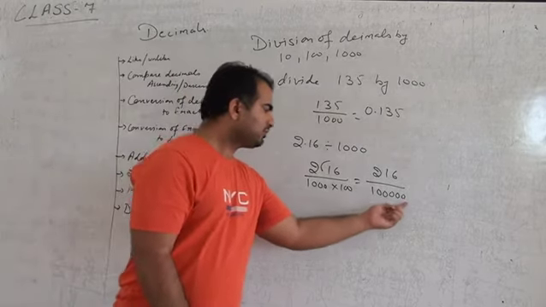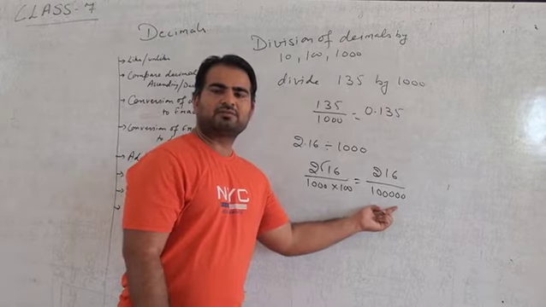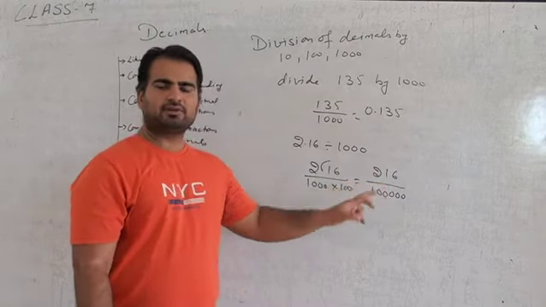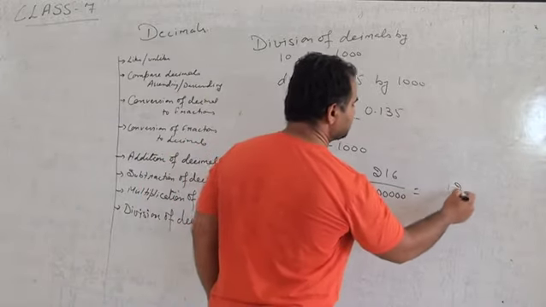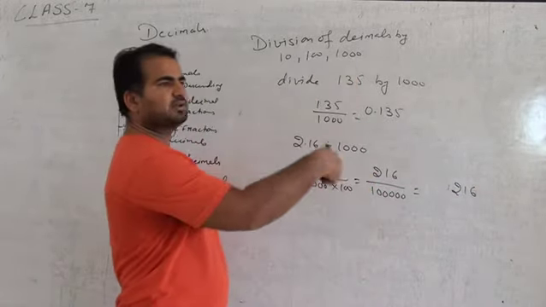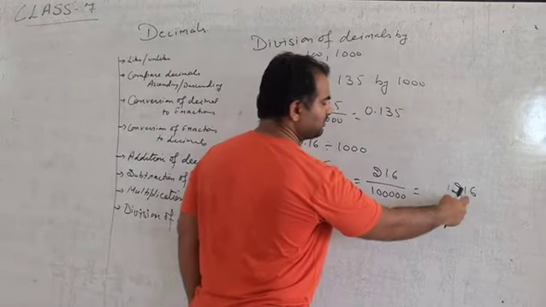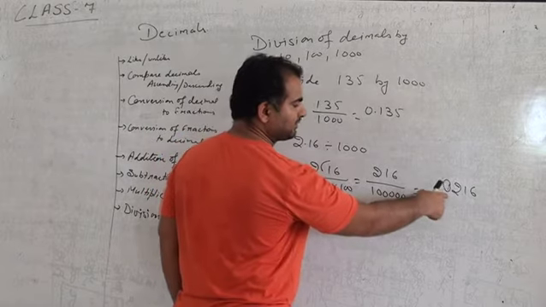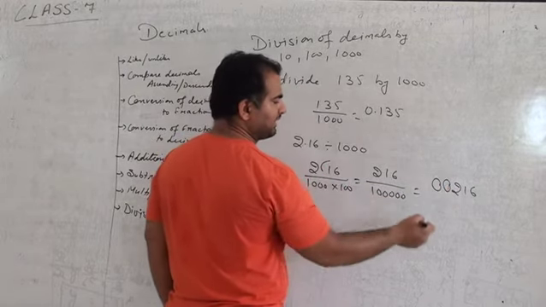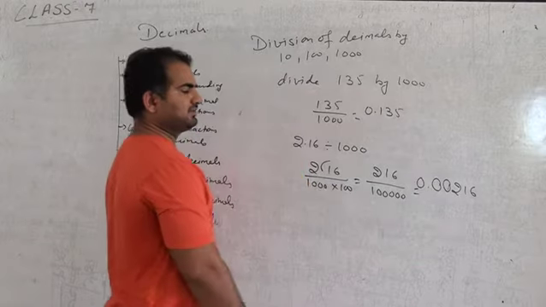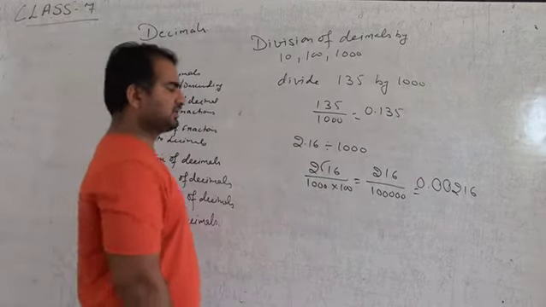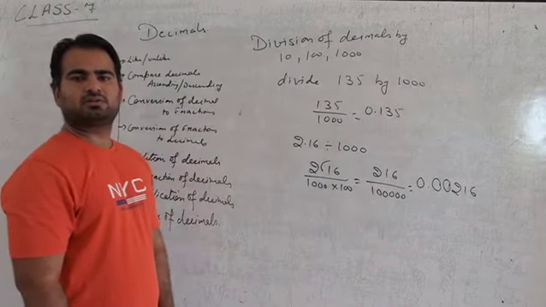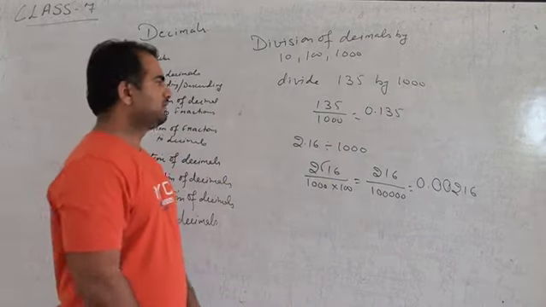So we have to place the decimal after 5 digits, but it doesn't have 5 digits. So we will write 216 and count from the left: 1, 2, 3. We don't have any digit, then we can write 0. 4 and this one will be 5. And then we can place the decimal there and it will be the answer. 0.00216. This is how we can divide the number by 10, 100 or 1000. Done? Okay.